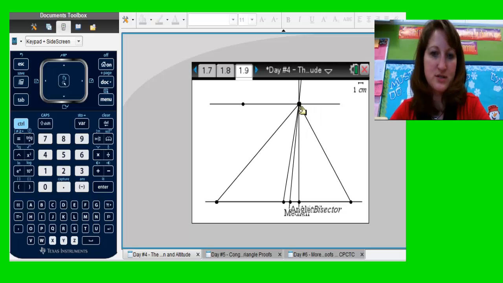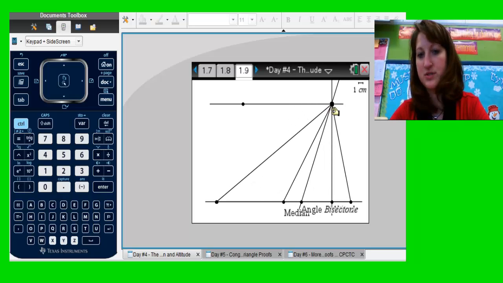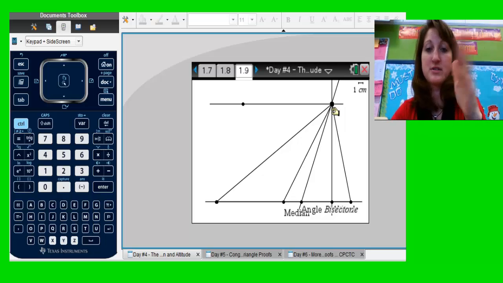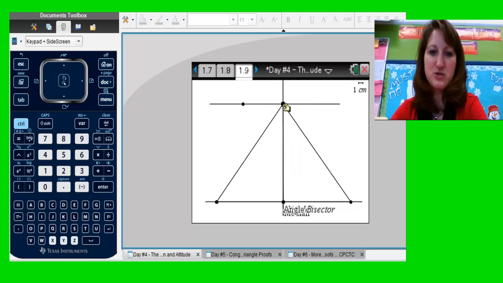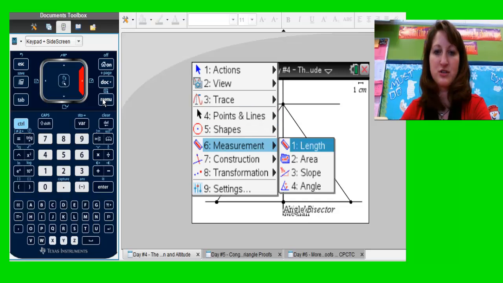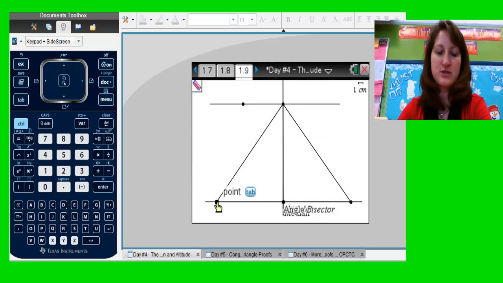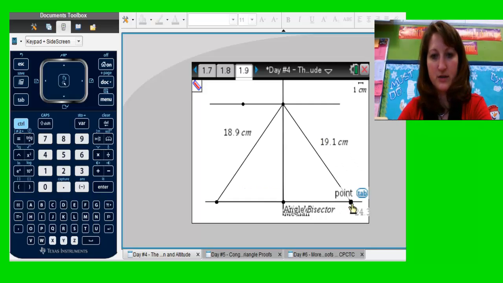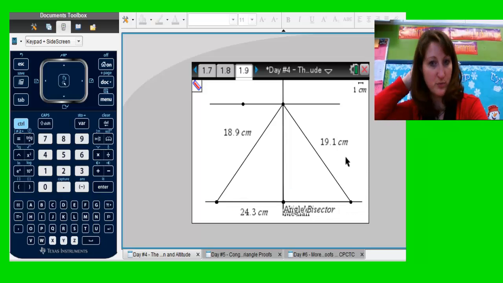Now, what I want you to notice is that usually in most of our triangles, the median, the angle bisector, and the altitude are three separate segments. But there is a special case where they become the same segment. So what I want to do is see what kind of a triangle this is. I'm going to measure the length of the sides. So from here to here is 18.9, here to here 19.1, and here to here is 24.3.